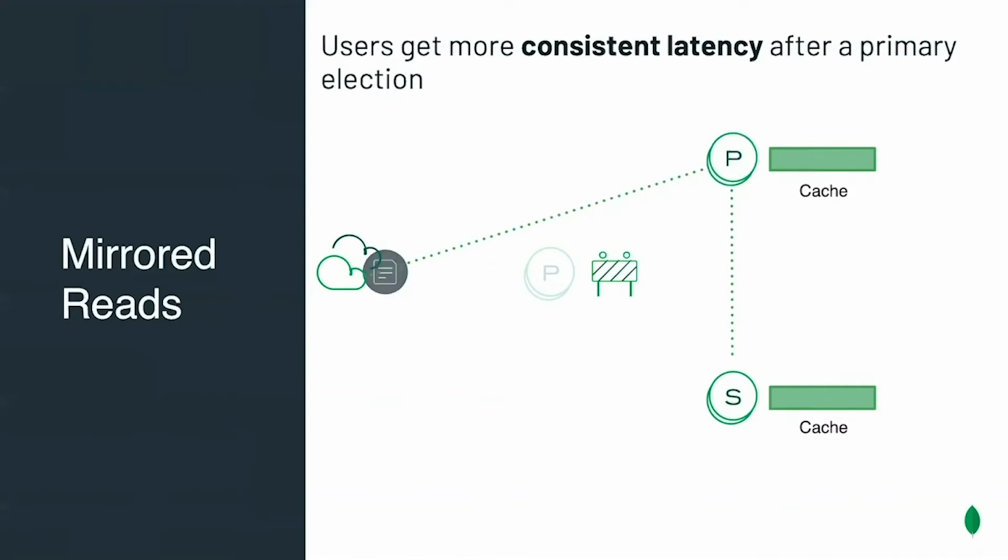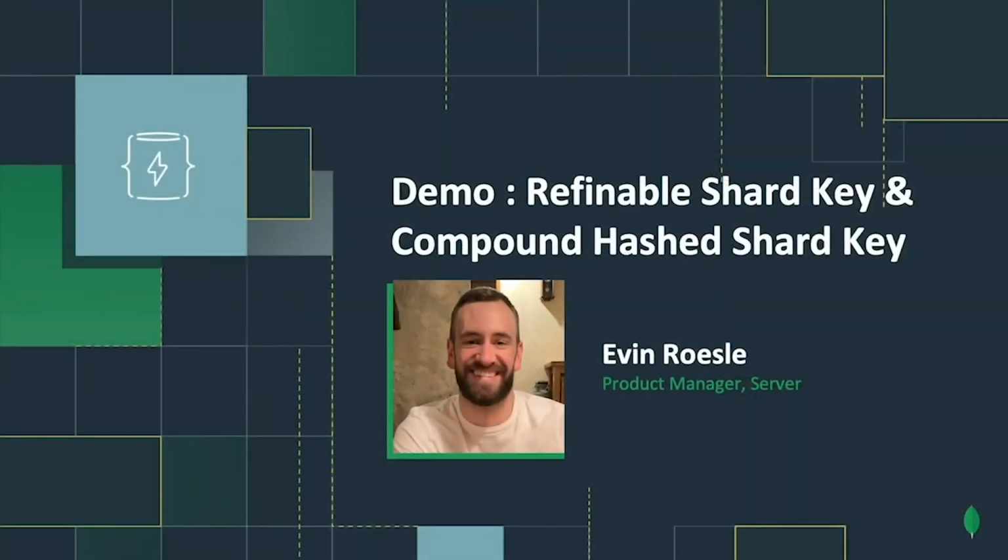By default, 1% of all reads are mirrored. You can increase the mirroring percentage, recognizing that this will increase load on the replica set, or you can turn off mirrored reads entirely. And now, I'll pass it off to Evin, who will be demoing refinable shard keys and compound hash shard keys. Thanks, Garaudy.